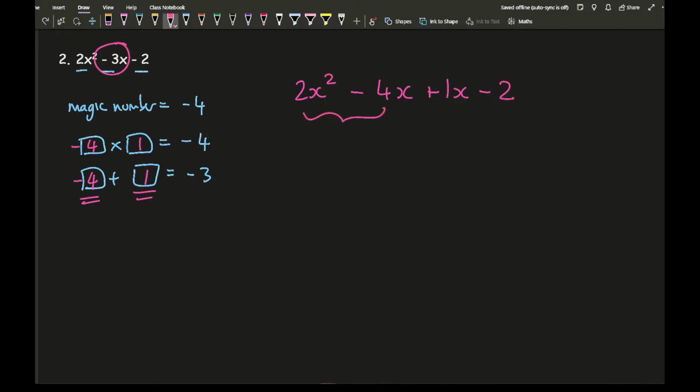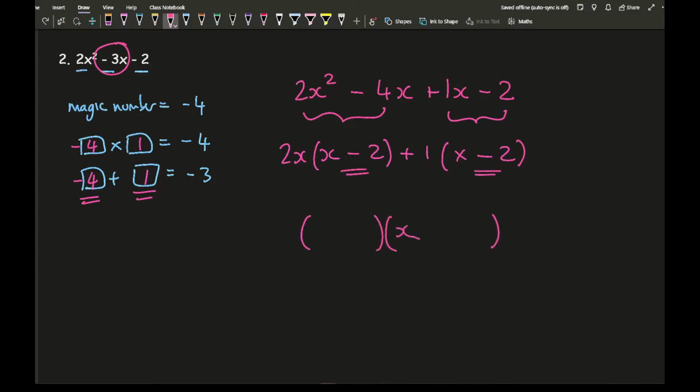Then I factorize the pairs, so that becomes 2x, x minus 2, plus, and then factorizing these, I get 1, that's going to be x minus 2. You can see that my brackets are the same, so far so good. One bracket is that common bracket, and the other bracket are the two things that are outside it, so it's going to be 2x plus 1.